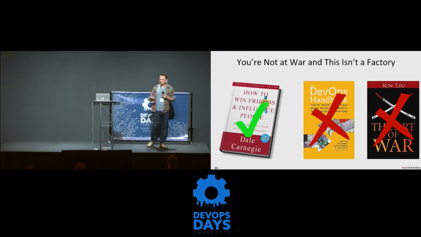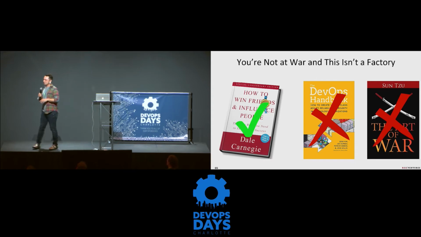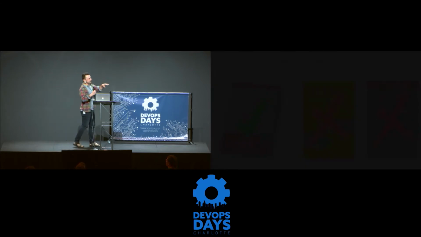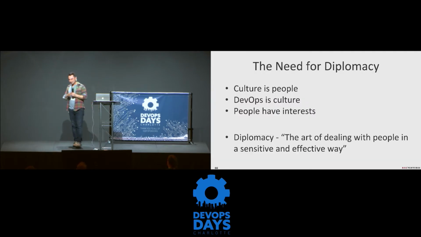So I came up with a new model for this. And going back to the definitions, I think that How to Win Friends and Influence People is a really core book on interpersonal relationships, which is a core foundation of DevOps culture. The other two can come later. And we've talked about this a lot: culture is people, DevOps is culture, and people have interests. You have to align those interests in order to build a DevOps culture in the first place. And that's where the idea of diplomacy comes into play.